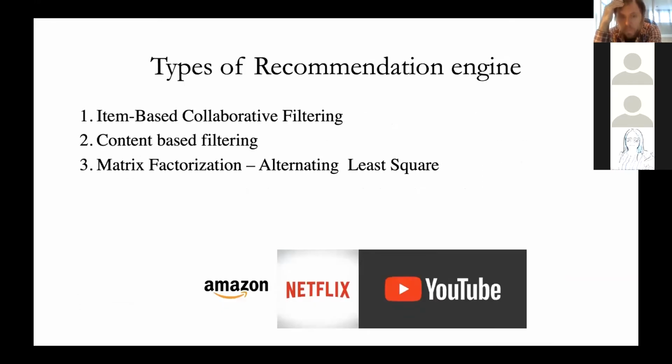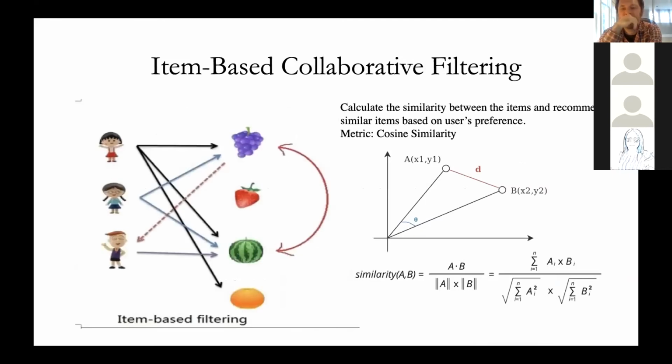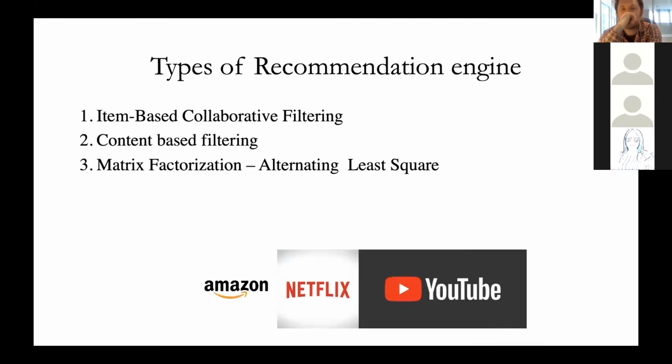Once we have our data prepared, it's time to build our recommendation system. There are 3 different techniques for building a recommendation system. The first is item-based collaborative filtering. The second is content-based filtering, and the third is matrix factorization, where one technique is alternating least squares.